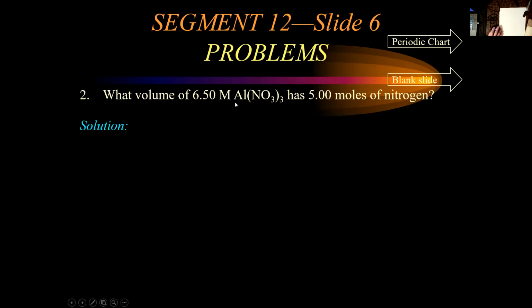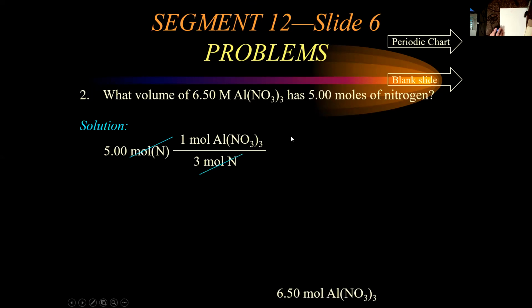What volume of 6 molar aluminum nitrate has 5 moles of nitrogen in it? Okay, now, what was given in the problem? 5 moles of nitrogen. What do I want? Volume of solution. Okay, now, if I look at this compound, it's got 3 moles of nitrogen in it, and it's in 1 mole of that compound. Now I'm going to put another factor on. I've got moles of compound, but it asks for volume.